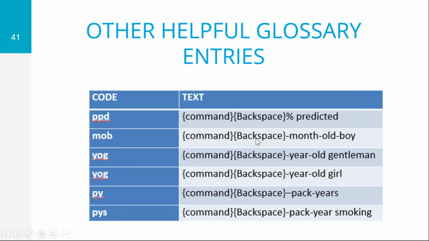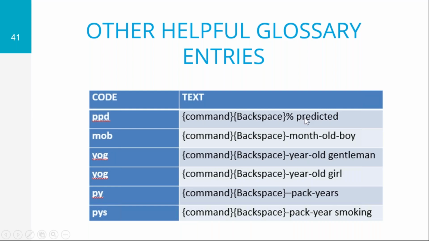Now, the reason I've got the backspace here is because they dictate, this is for respiratory, by the way, and you're talking about predicted airways and vital force capacities and things like that. It's PPD for % predicted. Command backspace takes the backspace back so that the % sign is straight after the number. So if it's 15%, when you go 15 space and then you type PPD, you want to get rid of that space.